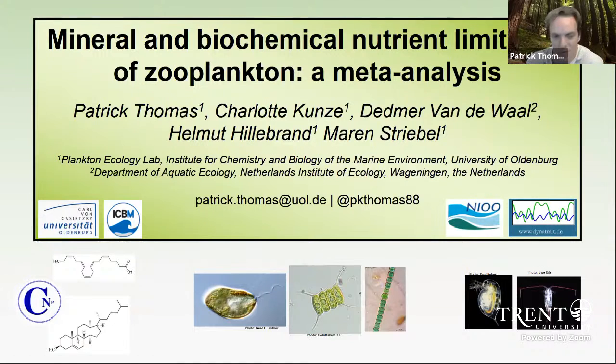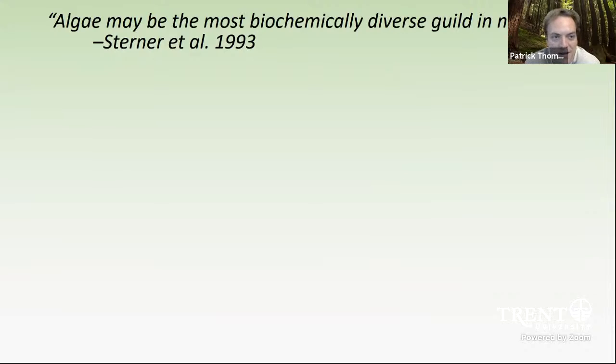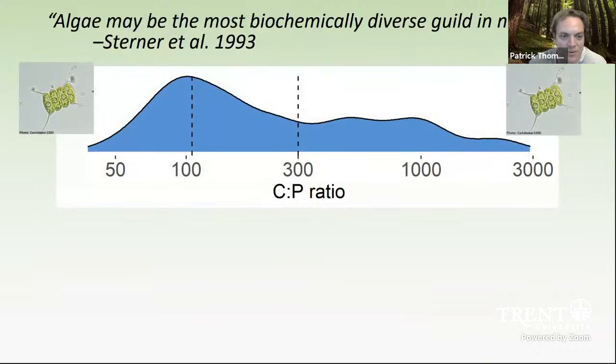And as we all know, there's a ton of variation in phytoplankton stoichiometric and biochemical food quality. Just to summarize it, here's a quote from Sterner, that phytoplankton may be the most biochemically diverse guild in nature. There's a lot of studies I could show to convey this variation, but instead I'll show all of them together. This is the data from our meta-analysis, showing the degree of variation in C:P across just green algae in our database. It varies really widely from below the Redfield ratio, around 100, to well above the ratio of 300, which is one benchmark of phosphorus limitation.